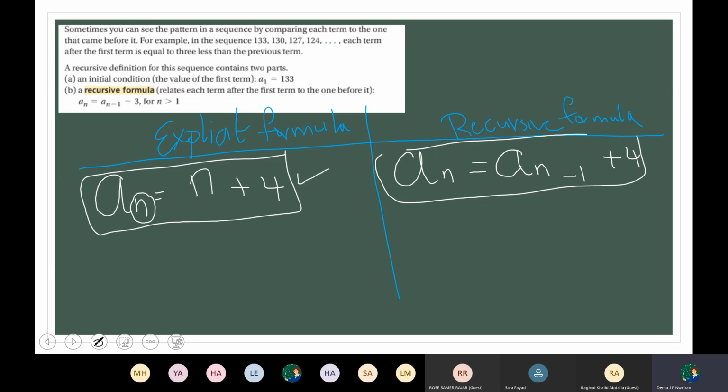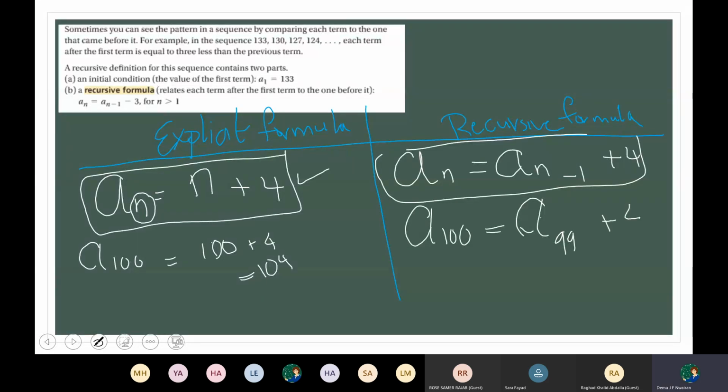The second difference: if I ask you to find A of 100, as an example, it's very easy. I just substitute 100 instead of n, plus 4, and it is 104. So finding any nth term of a sequence is very easy, just evaluate with the number of the term, which is 100. But in the recursive formula, no. If I want to find A of 100, I need to find A of the number before 100.